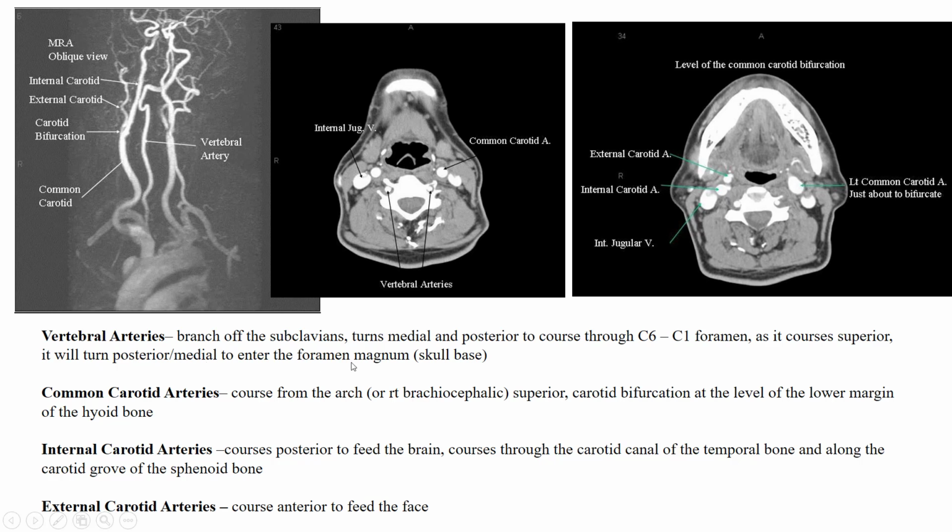So vertebral arteries branch off the subclavians, and they turn medial to course through the foramen of C6 through C1. Again, we'll talk about that more when we're going over the neck. And then the common carotid arteries course from the arch, the right brachiocephalic, superior, and they bifurcate at about the level of the hyoid bone, the lower margin of the hyoid bone. And then the internal carotid arteries course posterior again to feed the brain through the carotid canal of the temporal bone and along the carotid groove of the sphenoid bone. And then the external carotid arteries course anterior to feed the face.